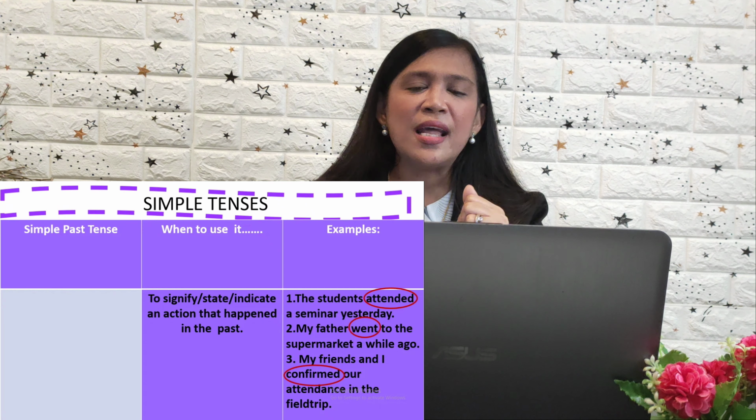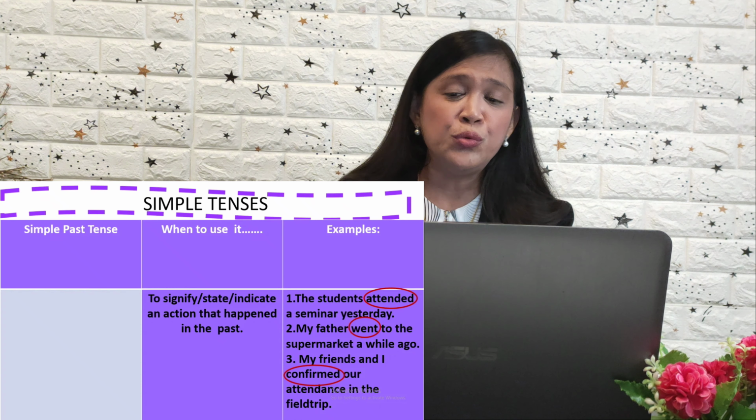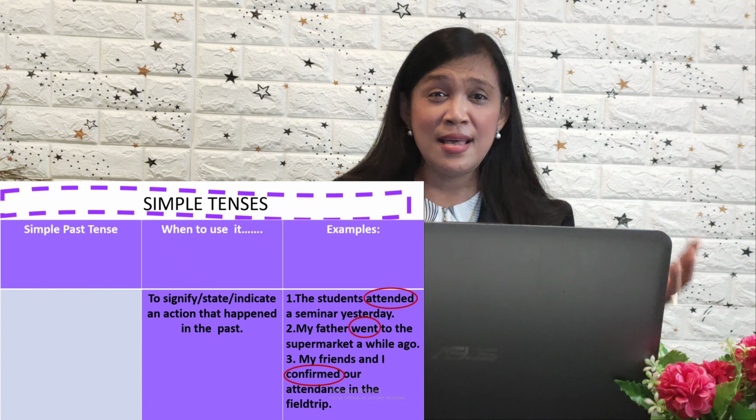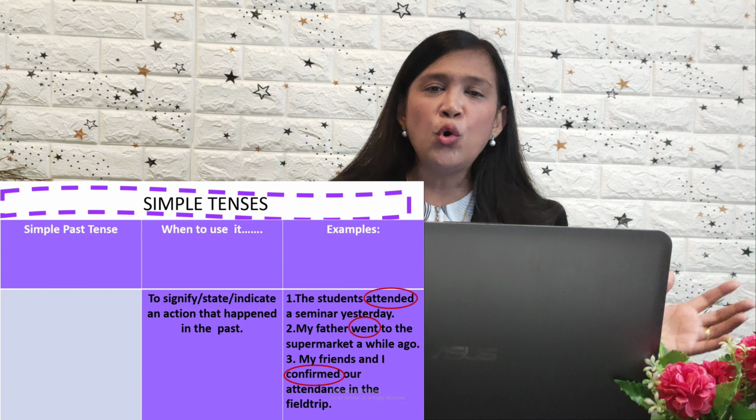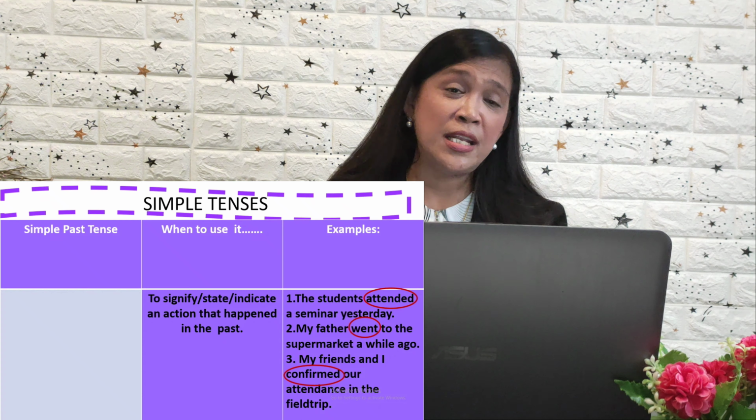And how to use it, you have there. Simple past tense, when to use it, you have there. You have to indicate there when to specifically use it, and then you give them the examples. In this way, you don't really need to make very long discussions or explanations.